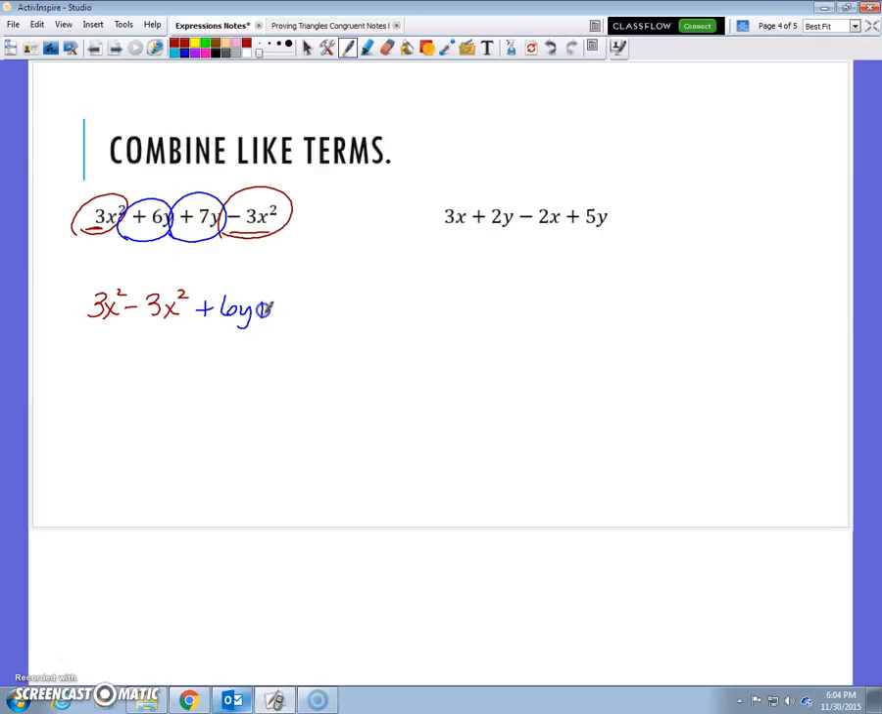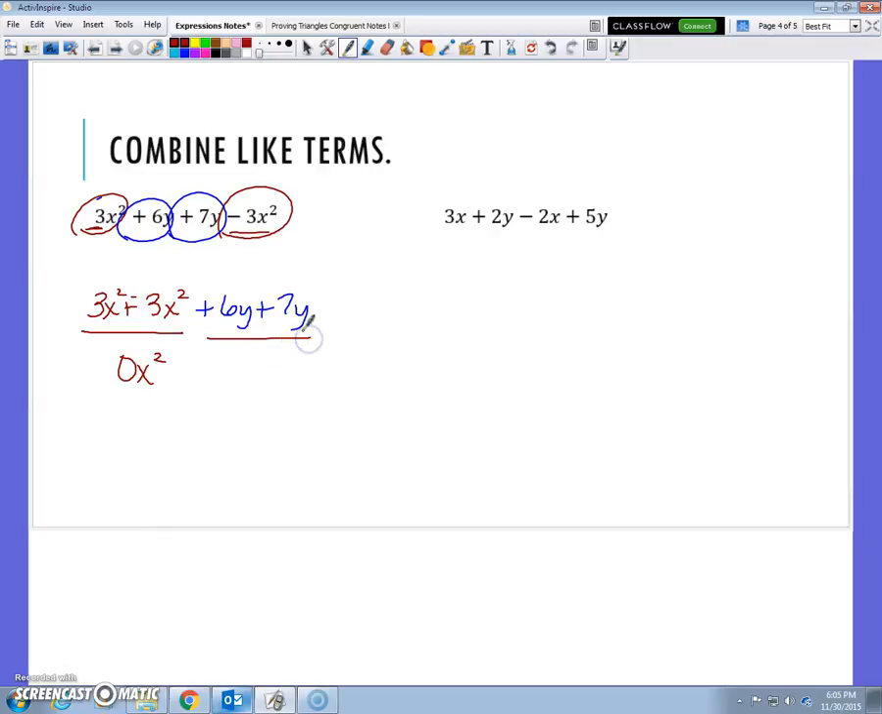Plus 6y plus 7y. Now that I have my terms all in order where I can add them together, I'm going to go ahead and do that. I see that these two can go together. I know that 3 minus 3 is 0, so 0x squared. Or I could say 3 plus negative 3 is still 0, so 0x squared.